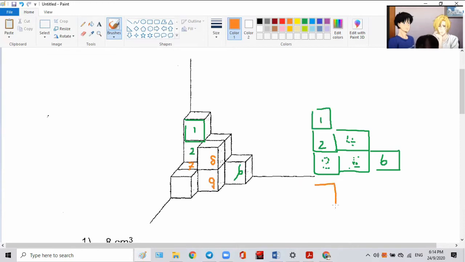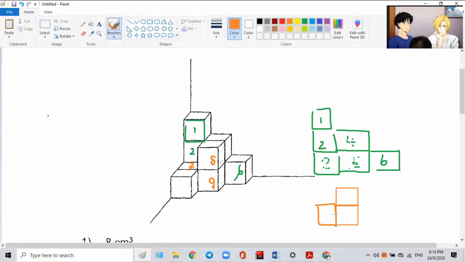The orange one is like this. 1. And then you have 8 and 9. Can you see? I'm just checking for those people who cannot see. Agree or not, Julia? Can you see? 8, 9, 10. Can you see?